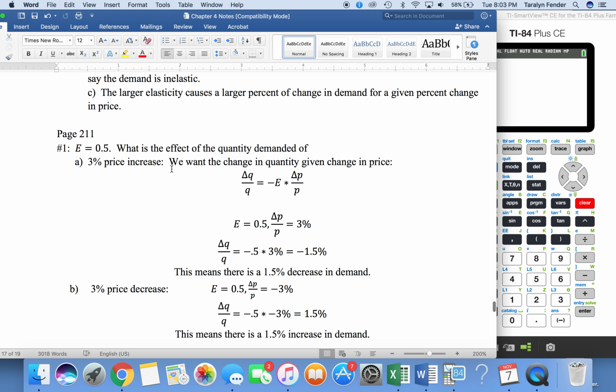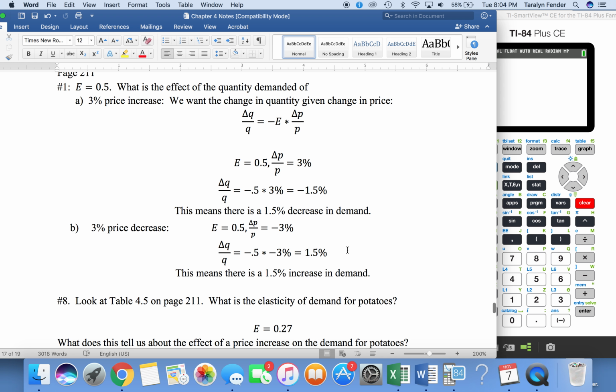In number 1 on page 211, if the elasticity is 0.5, what is the effect on the quantity demanded if there is a 3% price increase? So we use the equation, the change in quantity over Q is equal to negative E times the change in price over P. These are percentages. So we have our values, we plug them in, we get negative 1.5%.